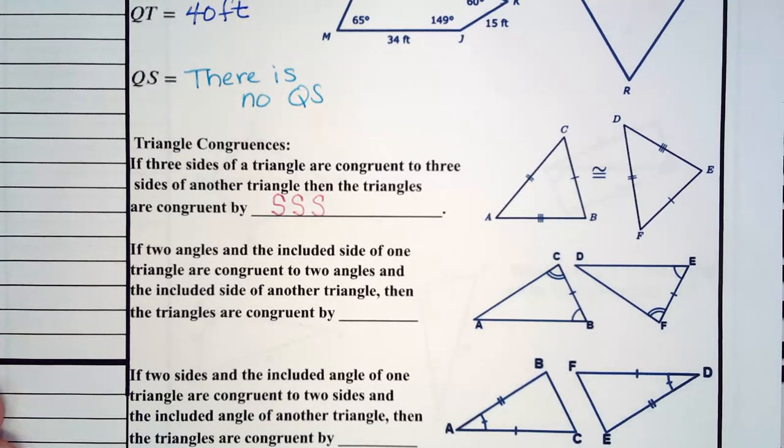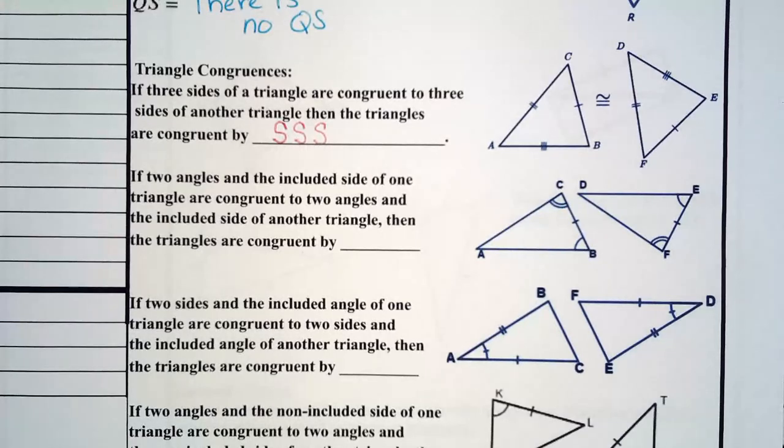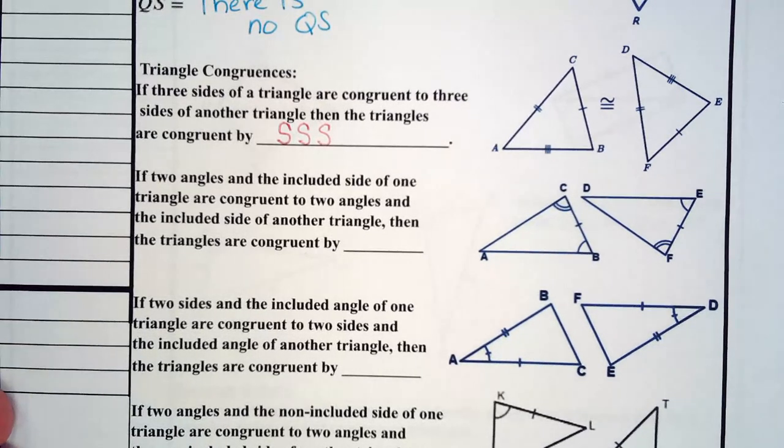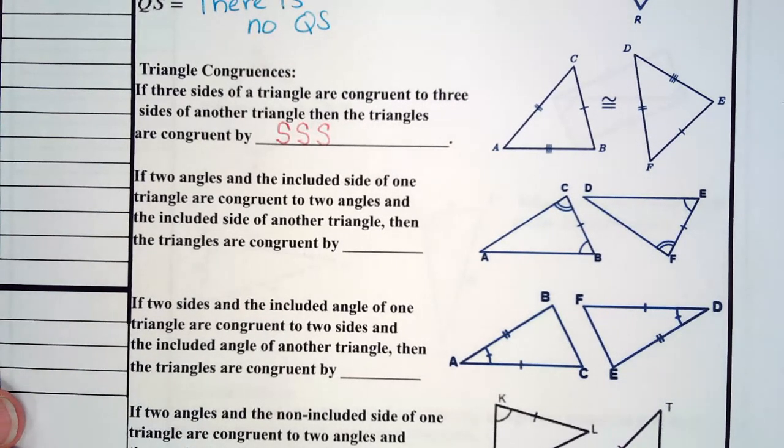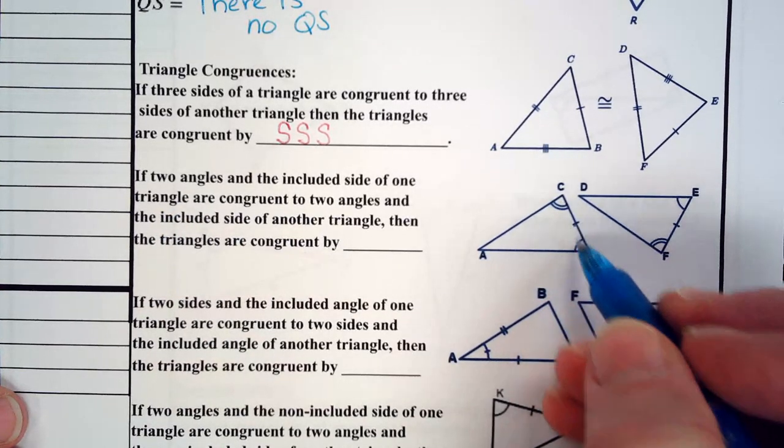Okay, looking at the next one. If 2 angles and the included side, what does the word included mean? It means the side that connects the 2 angles, are congruent to 2 angles and the included side of another triangle, then the triangles are congruent by... What does it start with? Angle, side, angle.